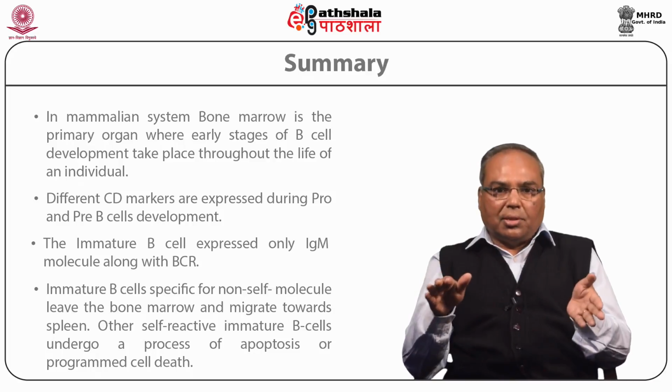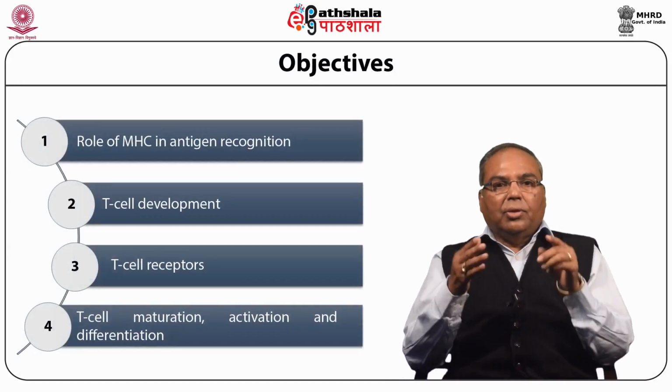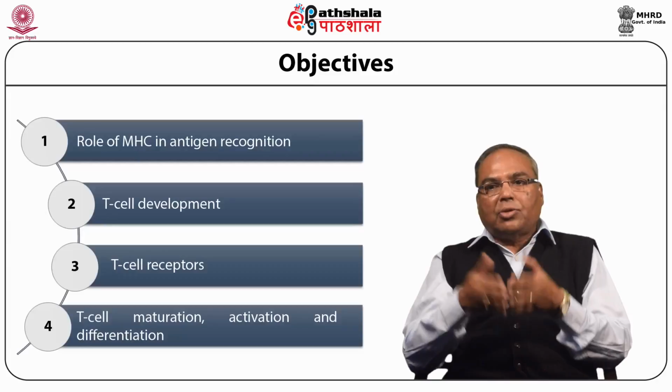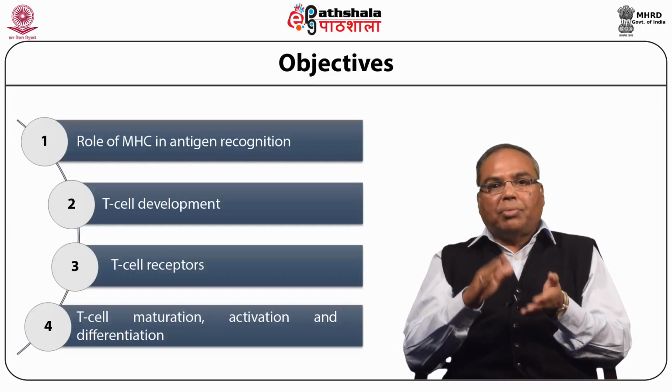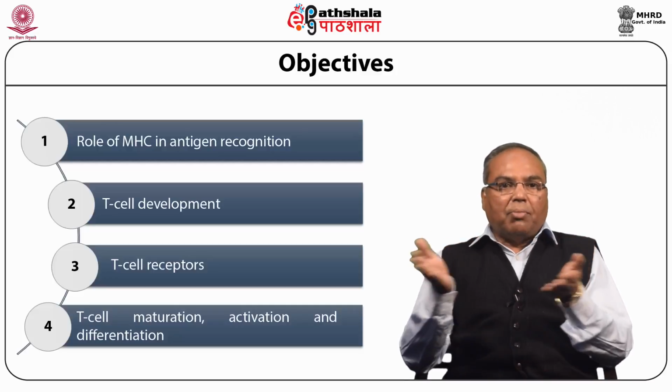and finally lead to the antibody synthesis. Already I talked to you about the function of the B cell, how the B cell makes an antibody, how it is useful to the host, and sometimes how it is dangerous in some of the autoimmune diseases.